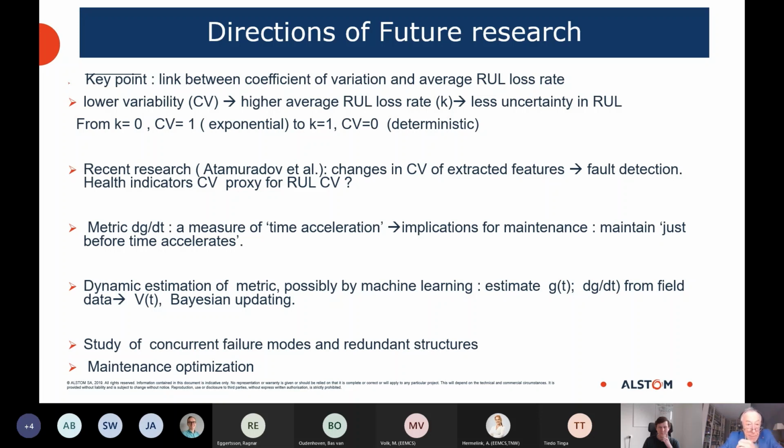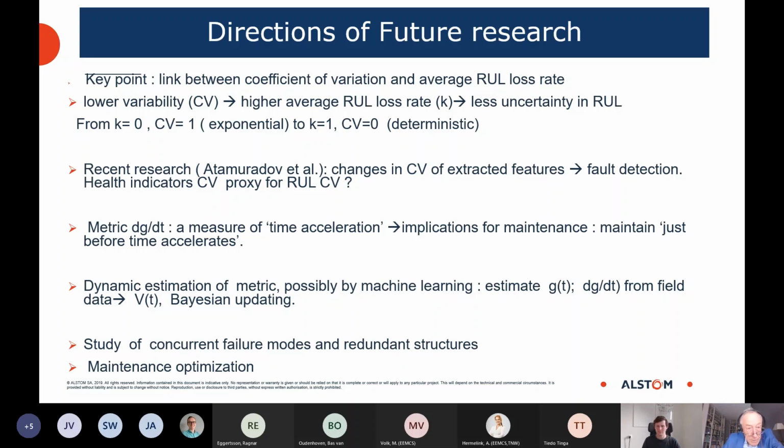For instance, one could think of maintaining just before time accelerates, because this is when things are going to become quote-unquote dangerous. Then there's a whole theme, the whole question of dynamic estimation of the metric from data, possibly by machine learning, or maybe Bayesian in any case. So estimate the transformation G(t) or its derivative dg/dt from field data, and then from that you can derive the mean residual life of t.